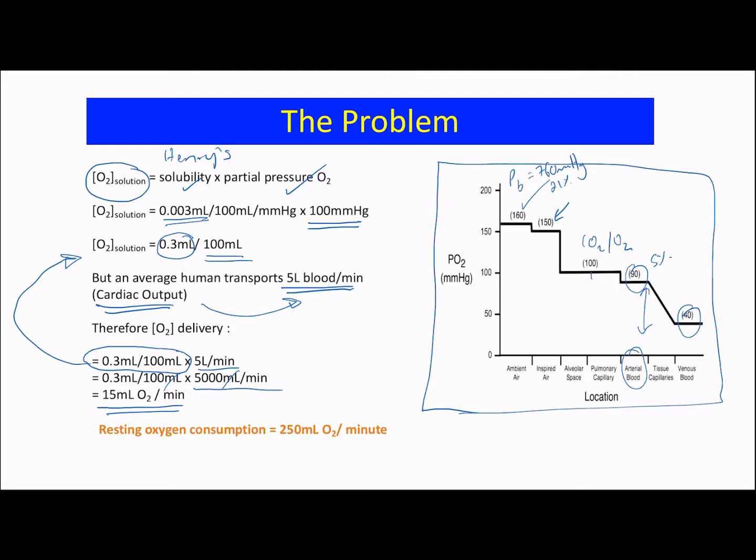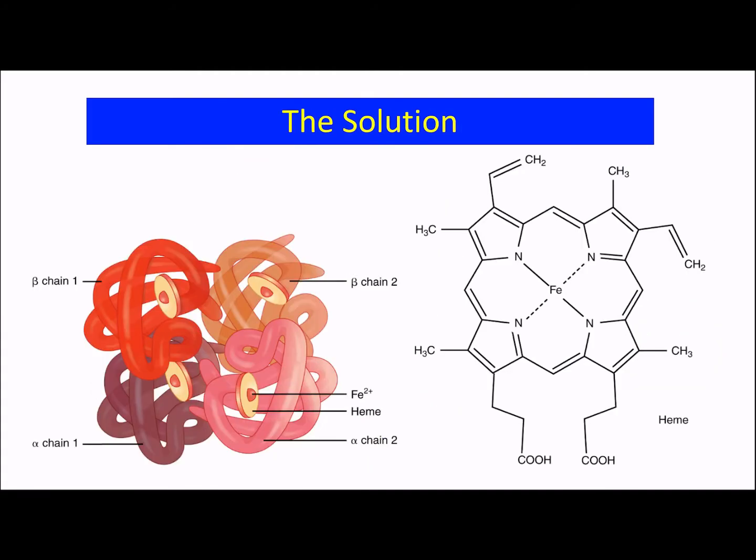That's quite small, considering that for our resting basal metabolic needs, we need 250 mils of oxygen per minute to sustain it. And we know why we need oxygen, simply for the purpose of aerobic respiration. If we don't have oxygen, we don't have ATP. We must rely on anaerobic respiration, which does not generate sufficient quantities of ATP. Relying on dissolved oxygen itself, we only get 15 mils of oxygen. We need 250 mils of oxygen. This is going to be a significant oxygen debt. So how do we solve this?